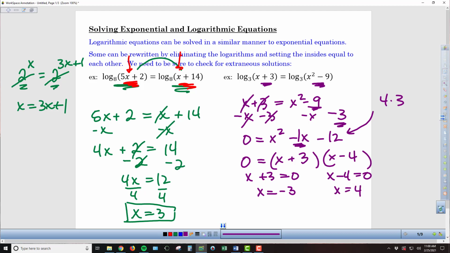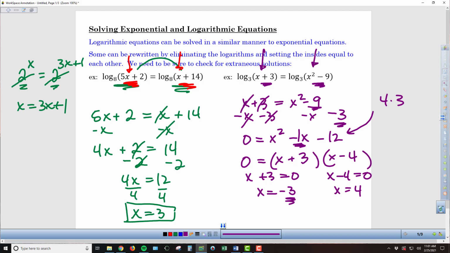And so now we need to go back and make sure that neither of these answers results in either 0 inside of a logarithm or a negative inside of the logarithm. So if we check negative 3 plus 3 equals 0. So that means we would be taking the log of 0, which is no bueno.